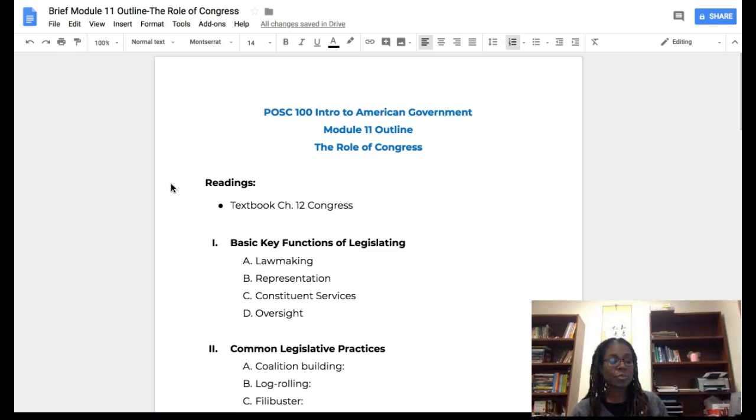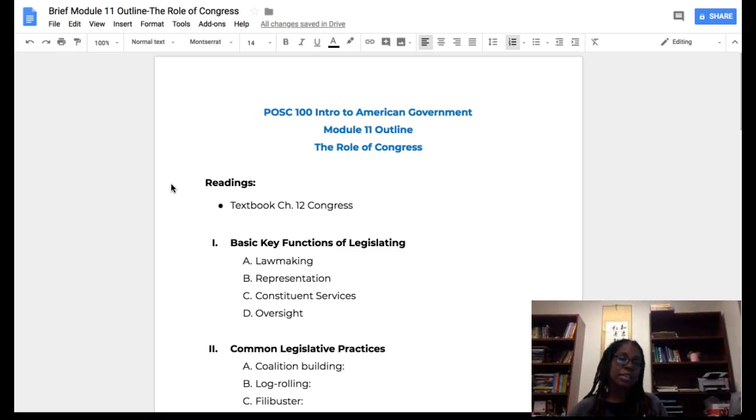So this is an example of some information that's not necessarily in your textbook, but it is important. And these are things that you're probably already familiar with. So first, one of the most basic functions of our legislature is lawmaking. So that includes the practice of drafting or writing and passing laws or legislation. That is the key purpose for Congress, both on the state level and on the national level.